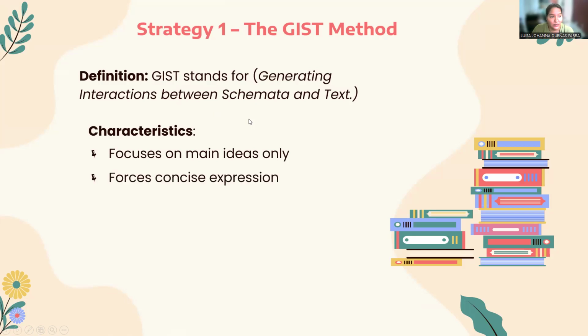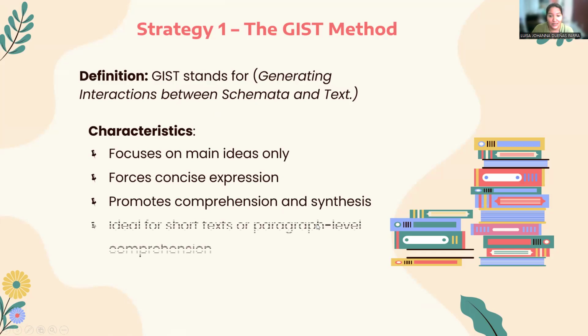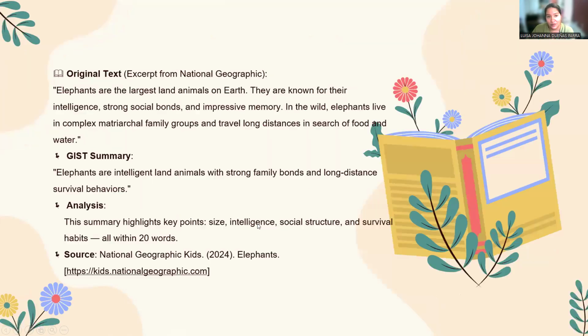The characteristics here: focus on main ideas only, force concise expression, promotes comprehension and synthesis. Ideal for short text and paragraph level comprehension. We have an example here. Let's take a look. Elephants are the largest land animal on Earth. They are known for their intelligence, strong social bonds and impressive memory. In the wild, elephants live in complex matriarchal family groups and travel long distances in search of food and water.